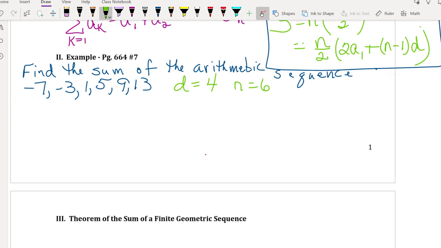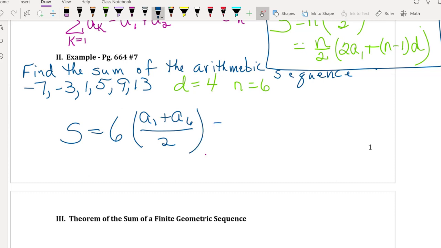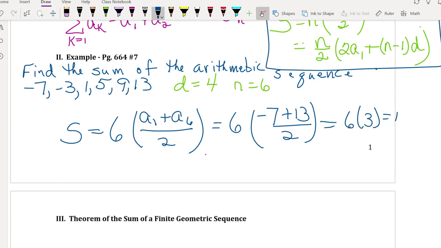So we can use our formula, S equals n times (a1 plus a6) over 2. And I can just change that n to a 6 because we know n is 6. So this is going to be 6 times (negative 7 plus 13) over 2. So we get 6 times 3, which is 18.